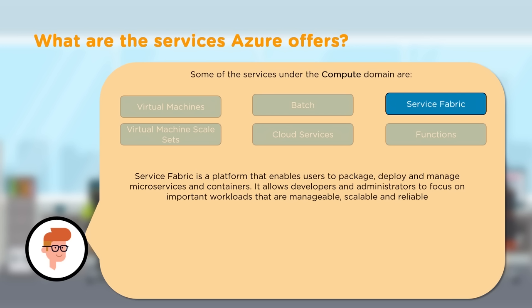As next thing in the compute domain, let's talk about Service Fabric. Now, Service Fabric is actually a distributed systems platform that helps us to package, deploy, and manage scalable and very reliable microservices and containers. And what does it help? Service Fabric helps developers and administrators avoid complex infrastructure problems, so they can focus only on implementing workloads and taking care of their application instead of spending time on infrastructure.